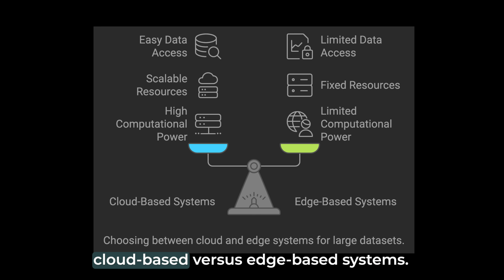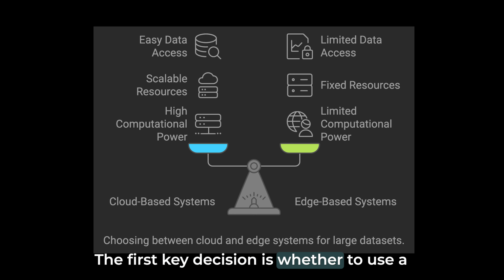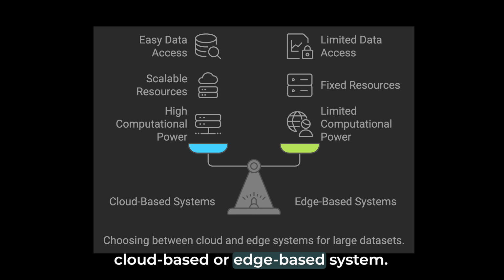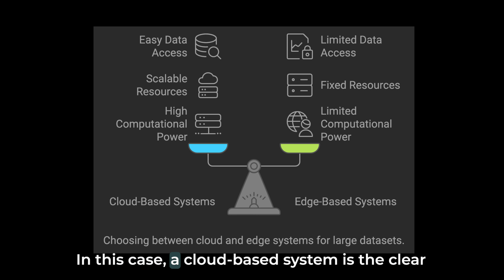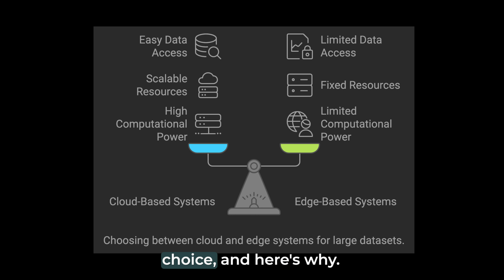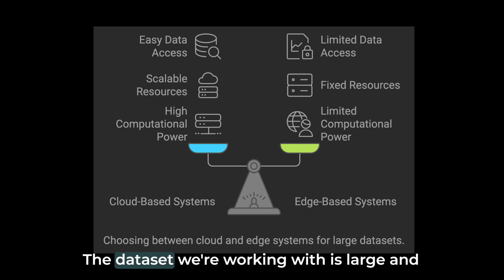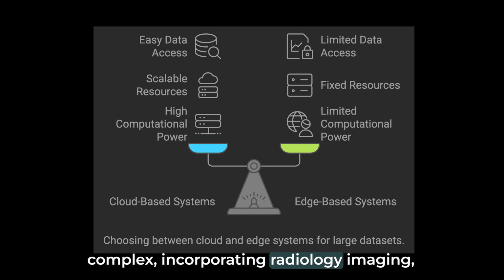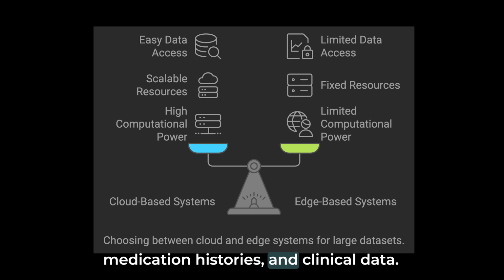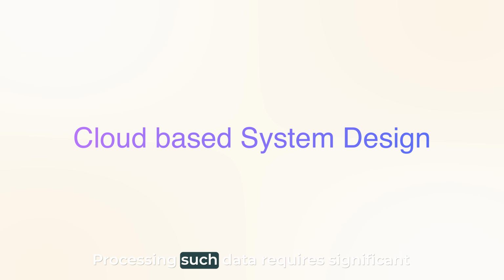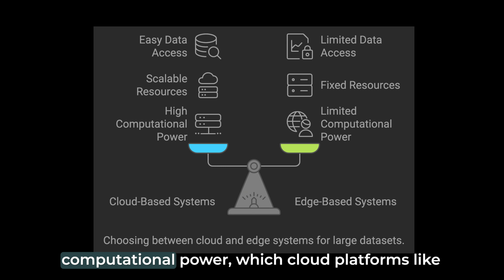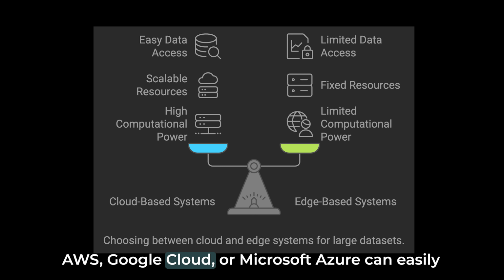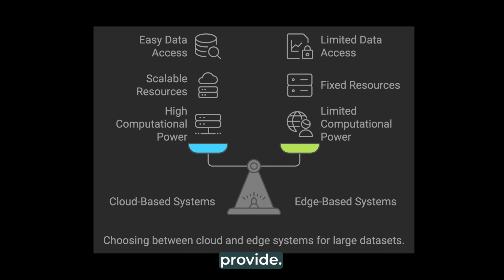Starting off with cloud-based versus edge-based systems. The first key decision is whether to use a cloud-based or edge-based system. In this case, a cloud-based system is the clear choice, and here's why. The dataset we're working with is large and complex, incorporating radiology imaging, medication histories, and clinical data. Processing such data requires significant computational power, which cloud platforms like AWS, Google Cloud, or Microsoft Azure can easily provide.